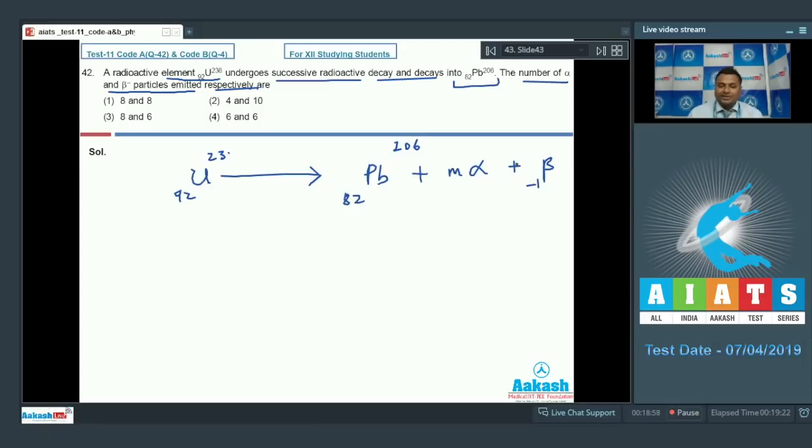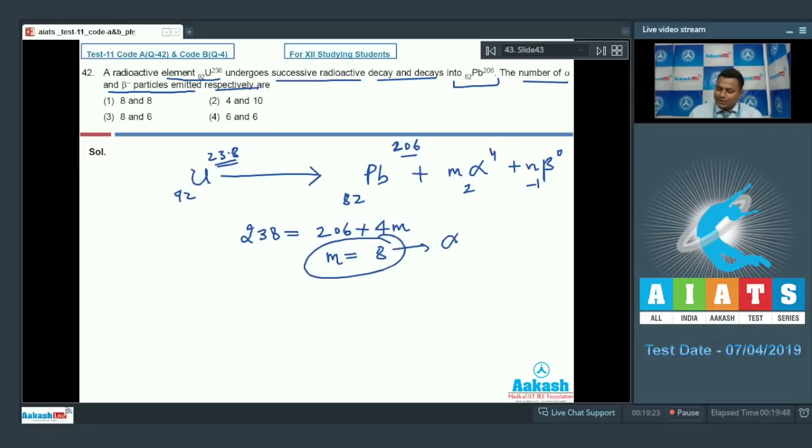Suppose m alpha particles are emitted and n beta particles are emitted. Alpha is 2, 4, beta minus is -1, 0. Now mass number must be conserved. So therefore we can write 238 equals 206 plus 4 times m. And after solving for m, we will get the value of m as 8. So finally we got number of alpha particle.